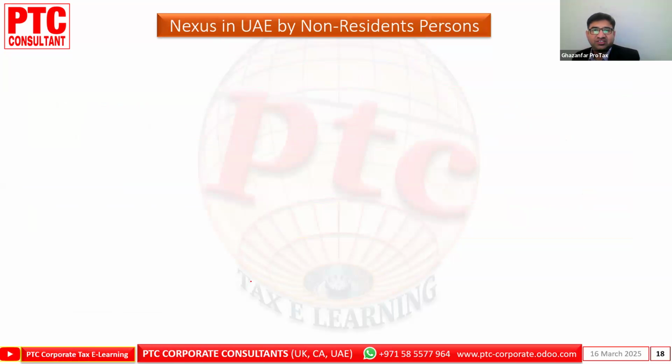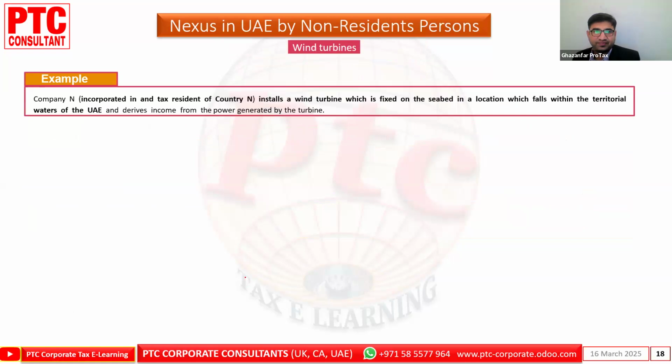Okay, nexus in the UAE by a non-resident person. Non-resident company A, incorporated in and tax resident of country N, installed a wind turbine which is fixed on a seabed location which falls within the territorial waters of the UAE. Now this is the PE nexus. This is the PE nexus. Guys, so far you understand that it is the PE nexus.